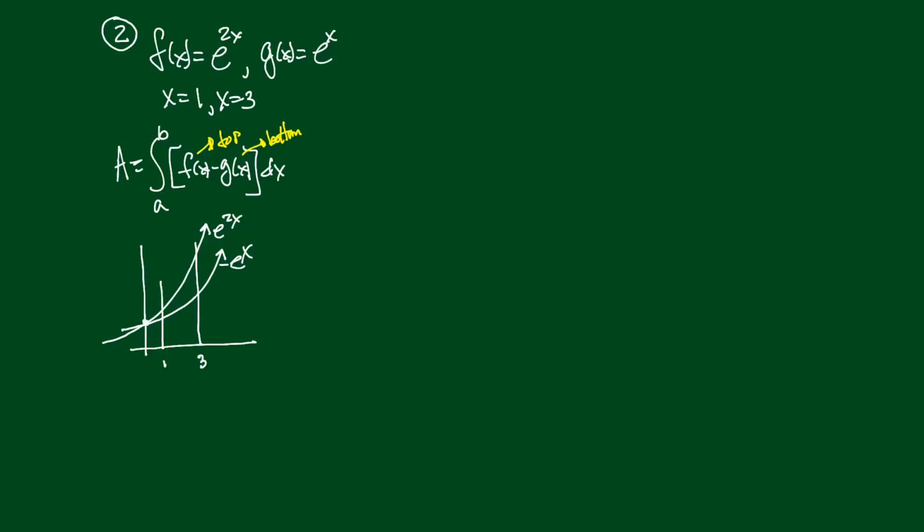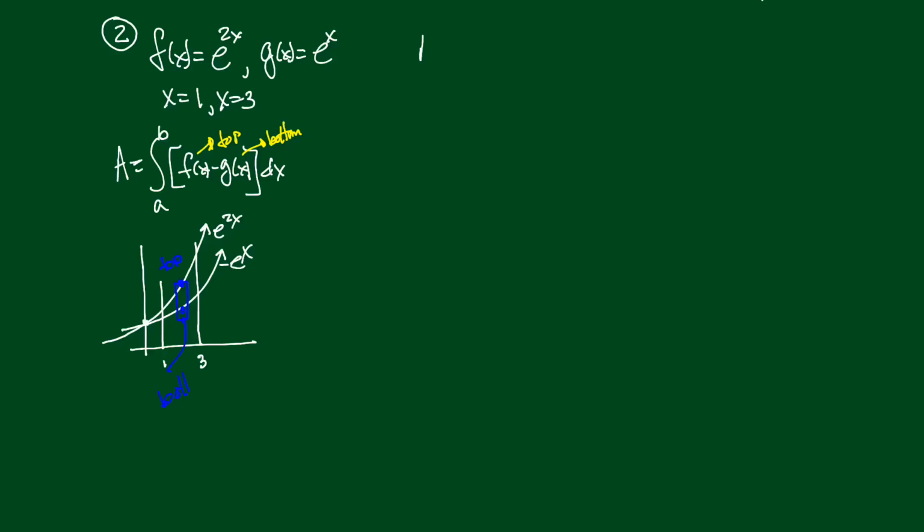All right, so let's draw in our representative rectangle. Oh, that blue doesn't show up too well. But this is the top, there's the top of the rectangle. Here's the bottom of the rectangle. And we can see that the top is coming from the e to the 2x curve, just as we expected, and the bottom is coming from the e to the x curve.